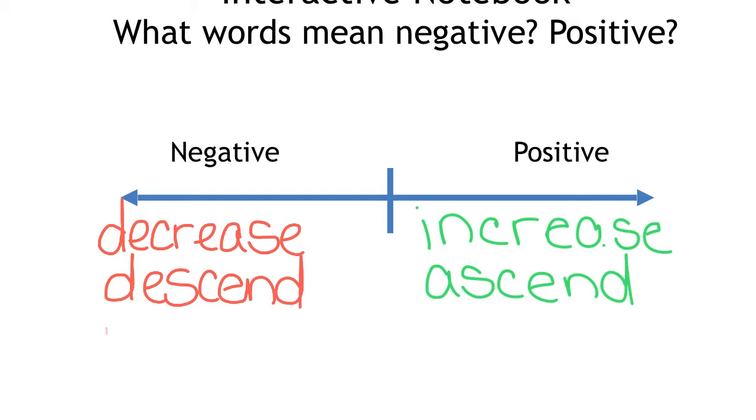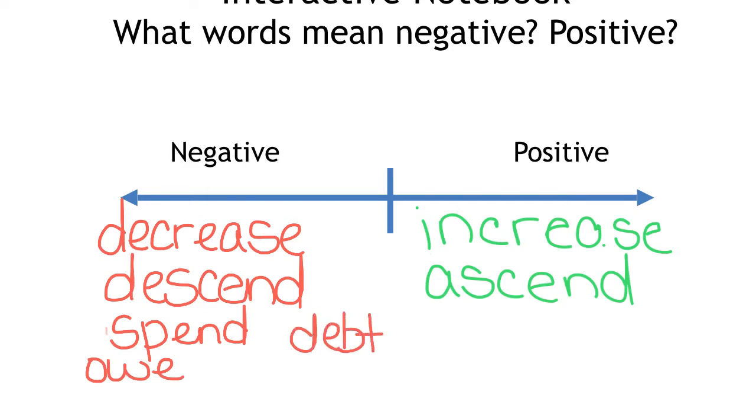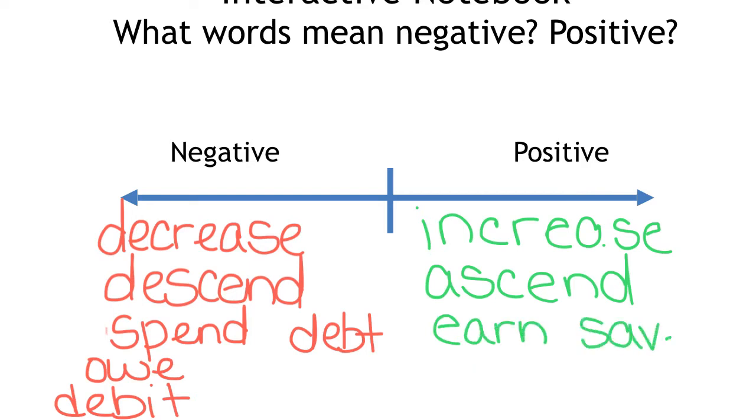We can look at this like money. I can spend, I can owe, I can have debt, I can have a debit. All of these are negative terms, but you can also earn money, save money, or have a credit to your account. Those would be positive terms.